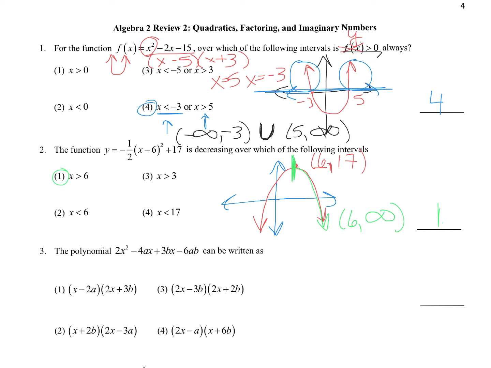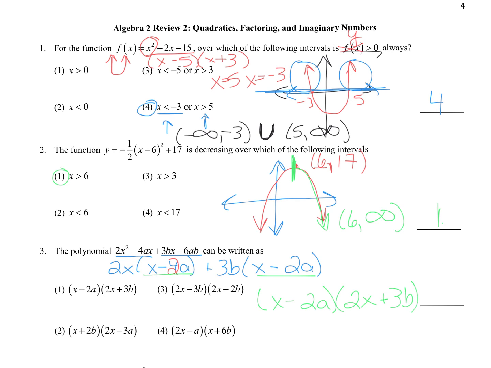So the next one looks like a factoring problem. Even though it looks a little weird with all those variables, I'm going to try grouping because it has 4 terms. So the GCF of the first two is 2x, and then I have x minus 4a. The GCF of the second two is 3b, and that's also going to leave me with x minus 2a, which makes me wonder if I made a mistake on the beginning part, and I did. When I take out the 2, this should be a 2a. So now we have the binomial GCF, which we take out, x minus 2a, and 2x plus 3b. So looking through my answers, that looks like it's choice 1.